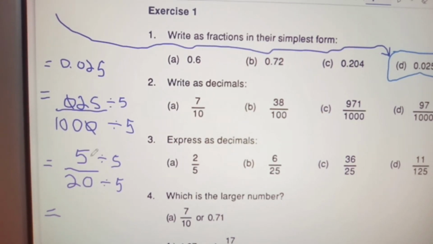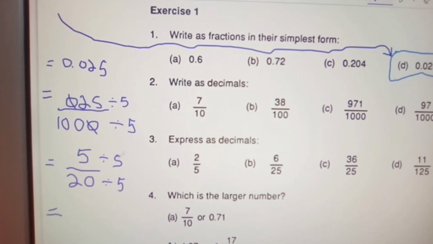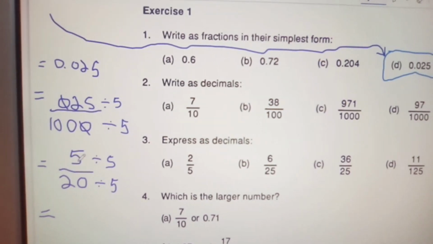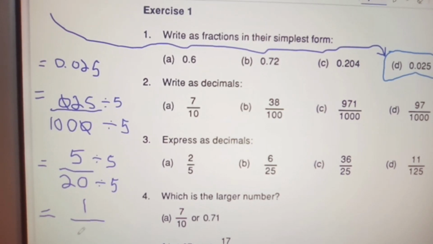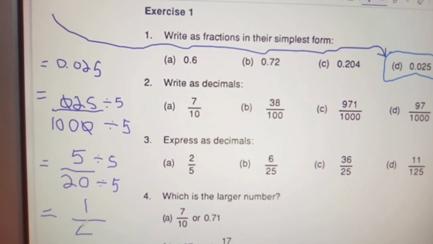So 5 into 5 goes what? How many times? Come and tell me. Now come on guys, you should be able to answer this for yourselves. 5 into 5 goes once. Over 5 into 20 goes how many times? 5 into 20 goes 4 times. Okay.